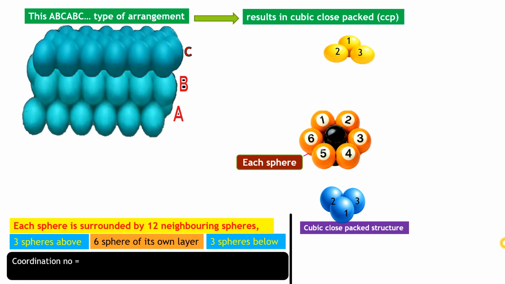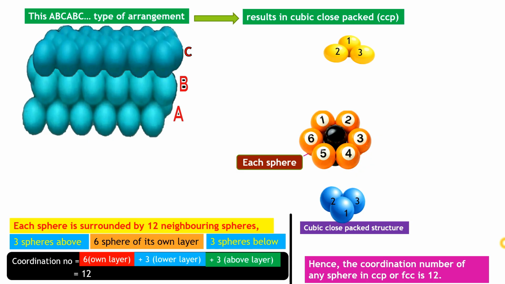Hence, coordination number equals 6 spheres in own layer plus 3 in the lower layer plus 3 in the above layer. Therefore total coordination number equals 12. Hence, the coordination number of any sphere in CCP or FCC is 12.